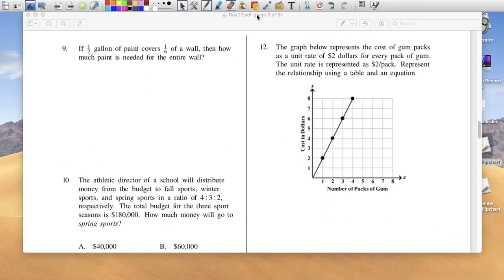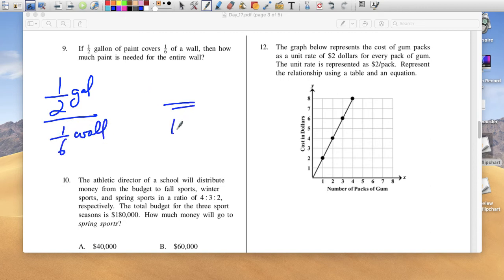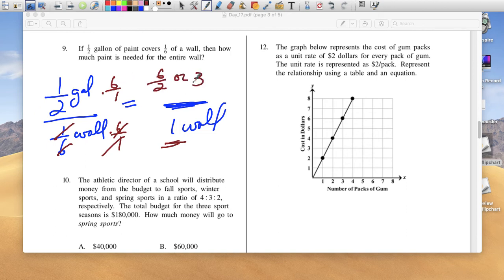Number 9. So again, half a gallon of paint can paint 1/6 of a wall. If I want to paint one entire wall, how much paint do I need? It's 1/6, so multiply by 6 over 1. These all simplify to 1. On top, half times 6 over 1 is 6 over 2, or 3. So I'm going to need 3 gallons to cover the entire wall.